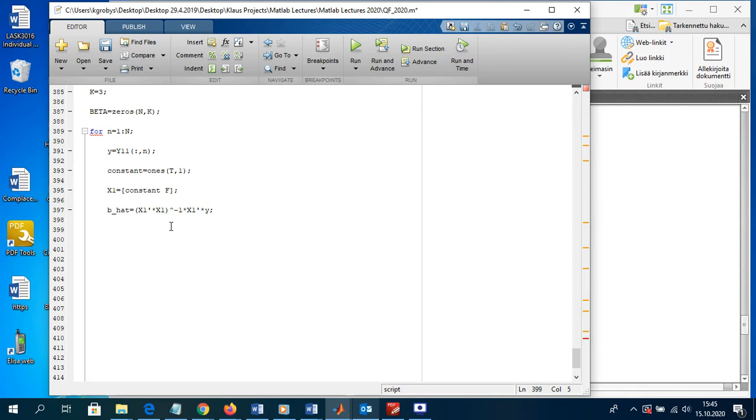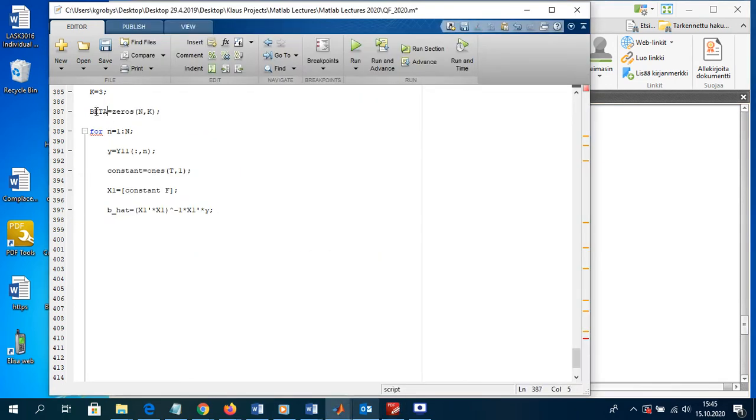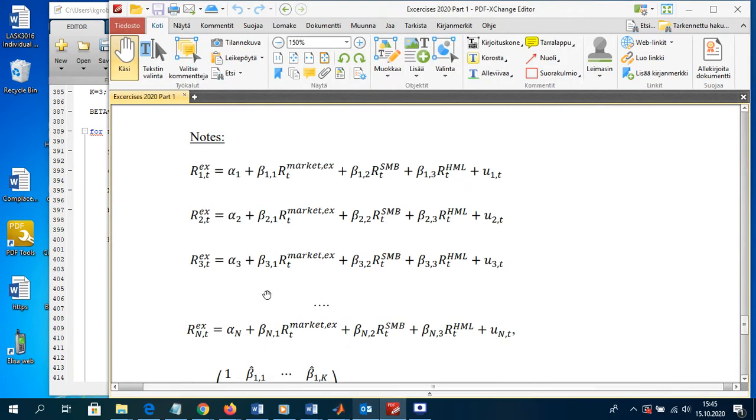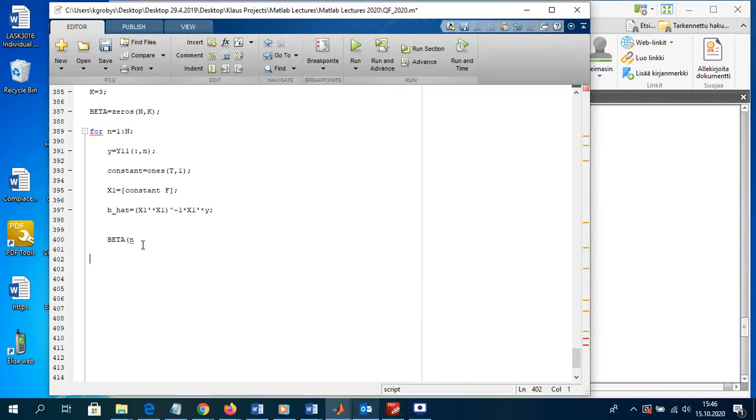So what do we want to do? We want to stack this parameter vector, but only the corresponding betas. We want to store them in our beta matrix. So let's say beta, and we store them obviously in each row. The first row is the corresponding beta parameters for the first equation. So we store them in rows this time. So n is the row index here. Beta n in all rows.